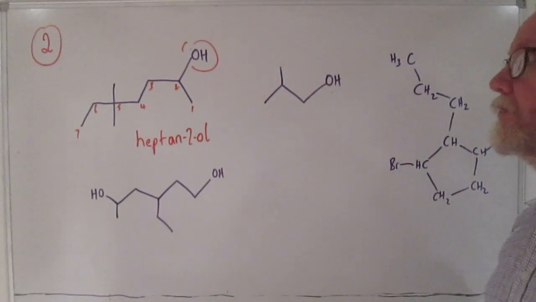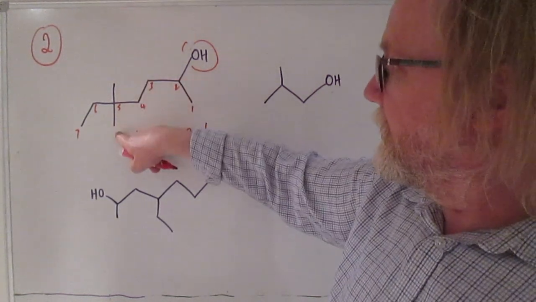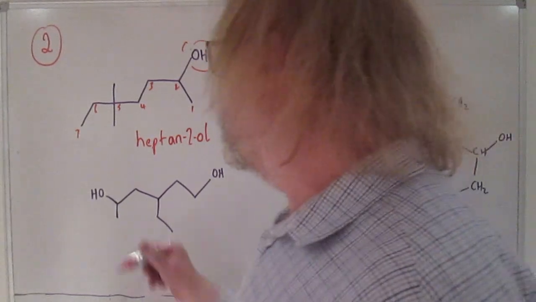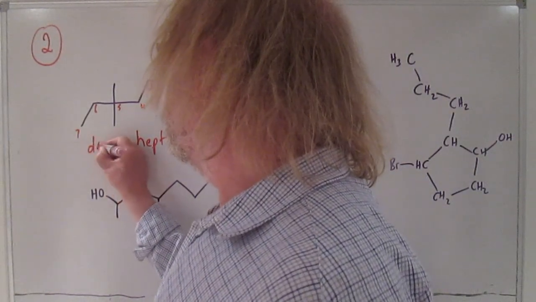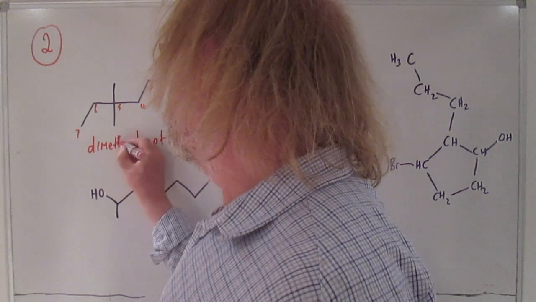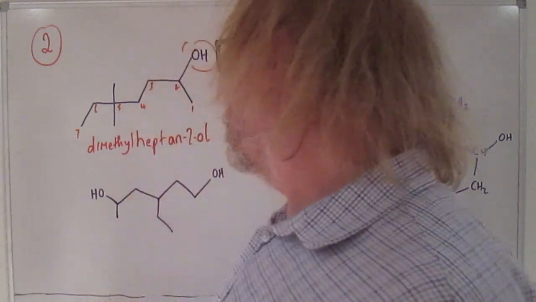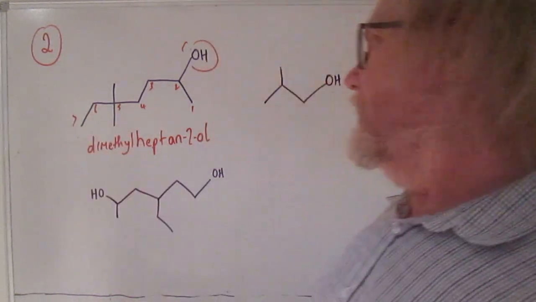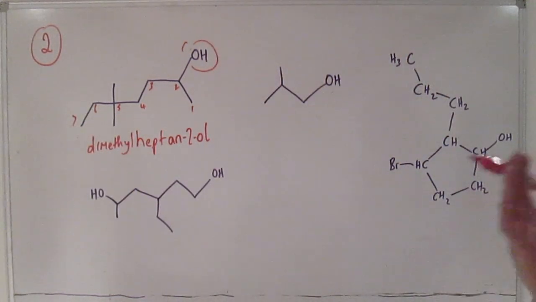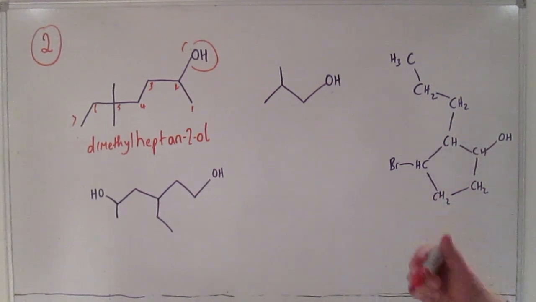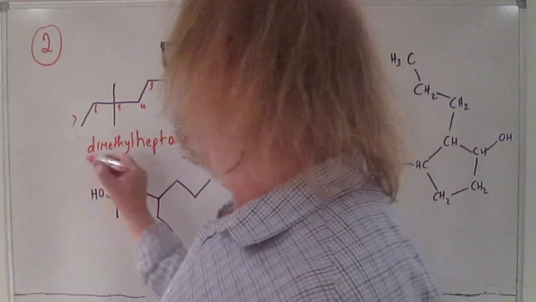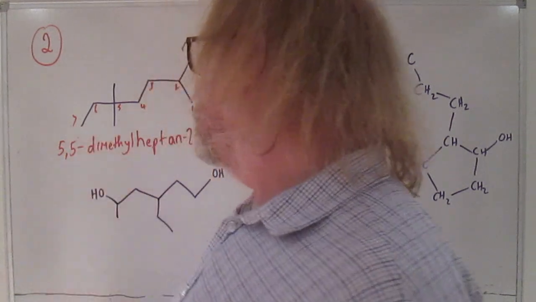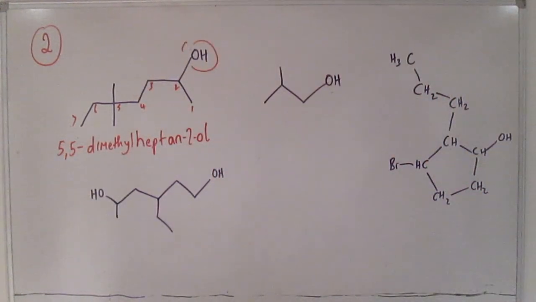And then the only other thing you've got, obviously, are these two 1-carbon branches. So a 1-carbon branch, remember, is called a methyl group, and because we've got 2 of them, it's dimethyl. So dimethylheptan-2-ol. But that obviously is not enough, because those 2 methyl groups could be anywhere. We need numbers to show where the methyl groups are, and they're both attached to carbon 5, so it's 5,5-dimethylheptan-2-ol.